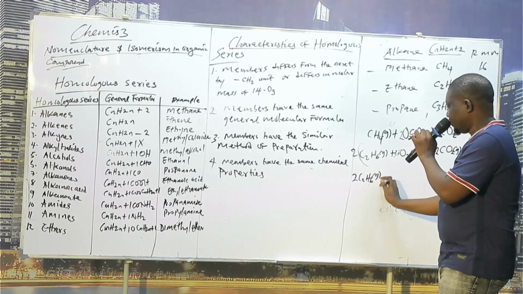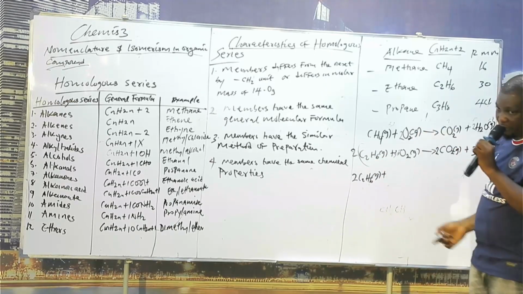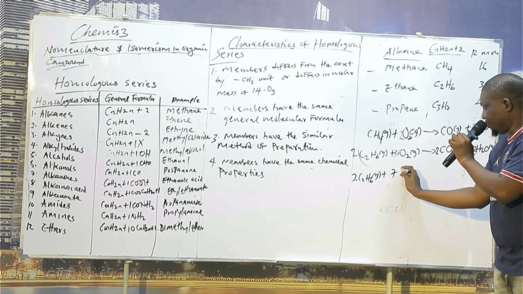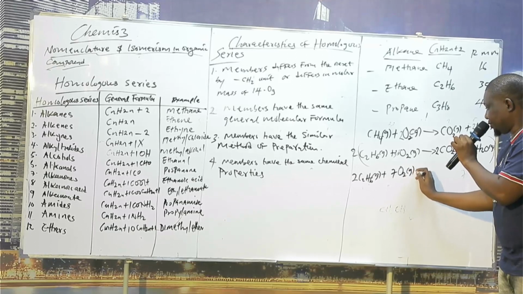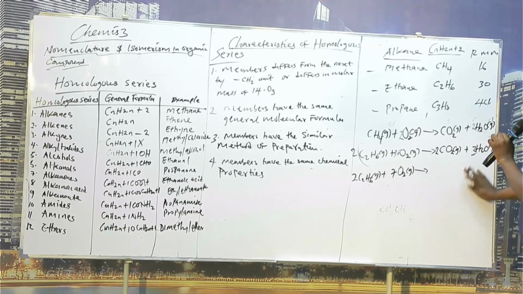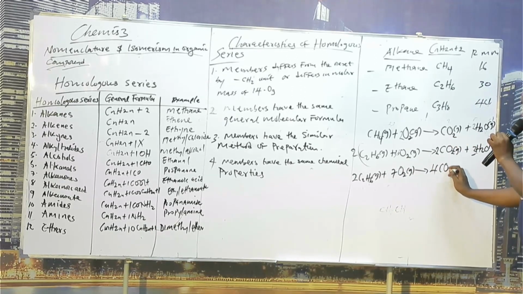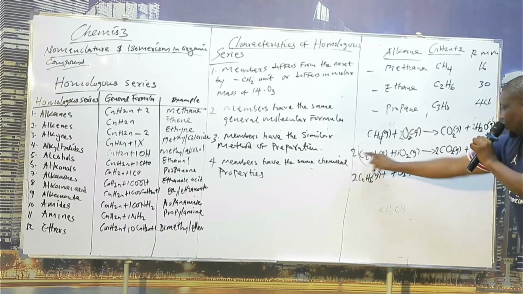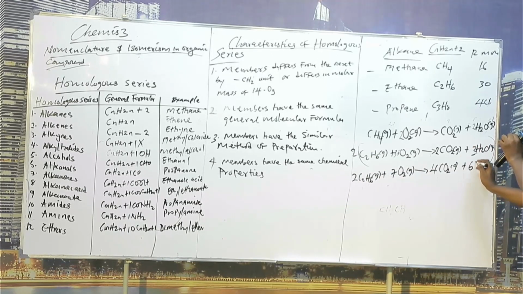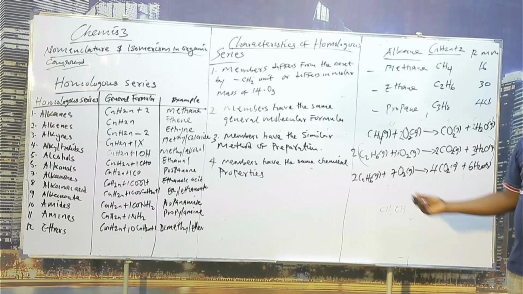2C2H6 gas plus 2 times 3.5 gives you 7O2 gas. 2 times this 2 gives you 4CO2 gas. 2 times this 3 gives 6H2O gas. Is the equation balanced now? Yes. By force and by fire, it will balance.